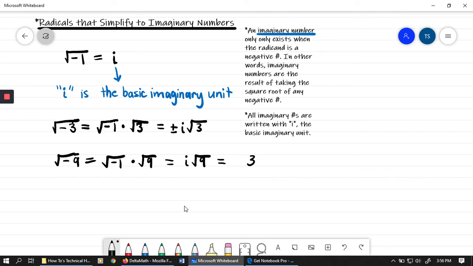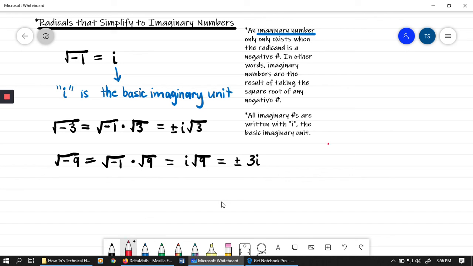Since the square root of 9 is 3, and we have it multiplied times I, we'll write it like that: 3I, plus or minus 3I, for the square root of -9. Of course, guys, if it was just the square root of 9, it would be plus or minus 3.